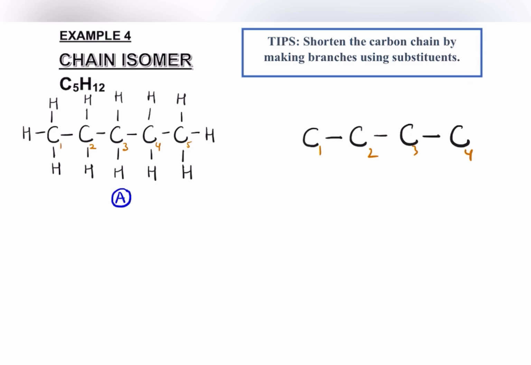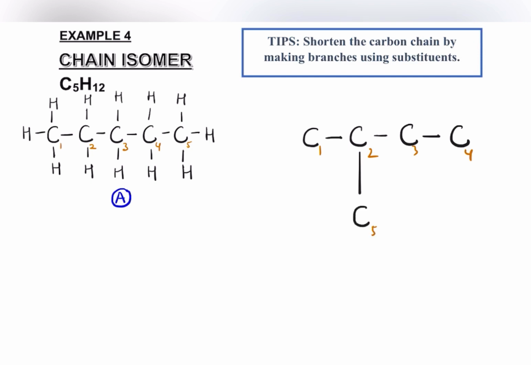What's next? I'm going to put the 5th carbon at either carbon 2 or carbon 3. I'm not going to put it at carbon 1 or carbon 4 because it's going to be the same as structure A. So of course, I'm going to put it at either carbon 2 or carbon 3. Let's try to put the last carbon at carbon 2. So this is going to be my 5th carbon.